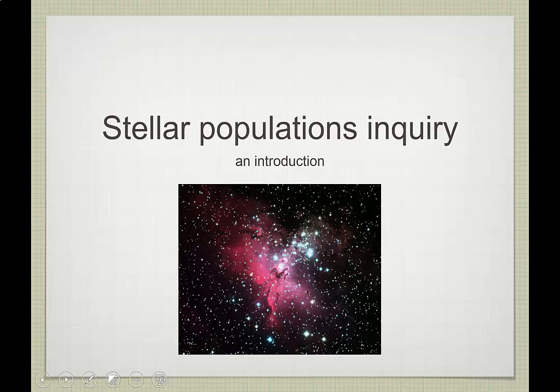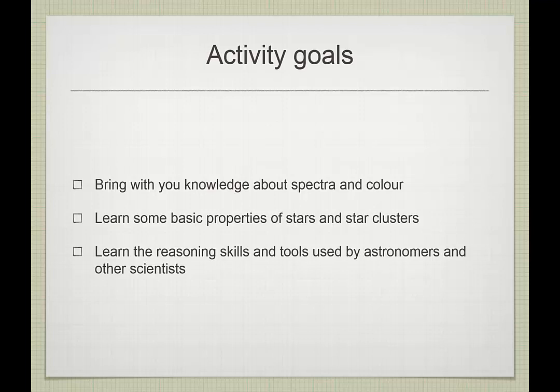This is an introduction to an inquiry activity that you'll be doing about stellar populations. For the activity that you're going to be working on now, you'll be building on your knowledge about spectra and colour of blackbody radiators, and you're going to apply that knowledge in an investigation of stars and star clusters. This is an inquiry activity, so you're going to have some control within the constraints of the resources available to you to choose the question that you want to investigate.